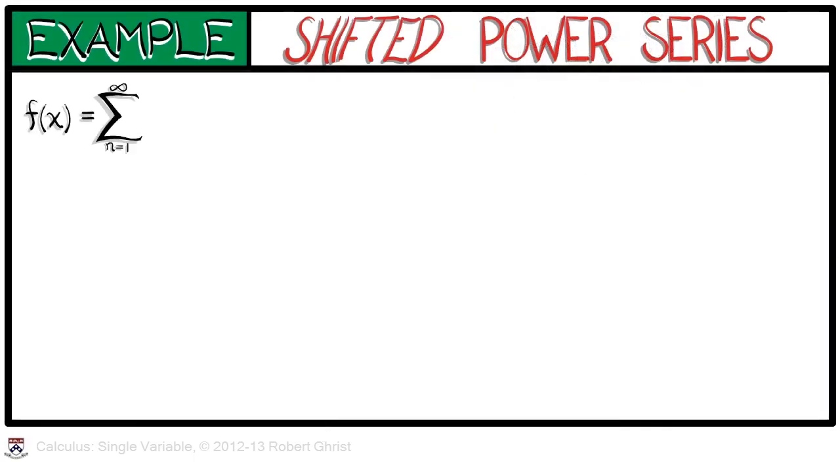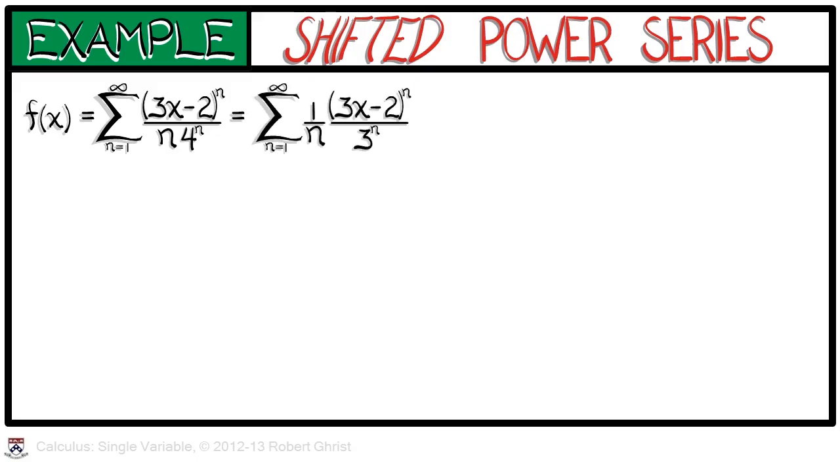For an example of a shifted power series, consider the sum of (3x minus 2) to the n over n times 4 to the n. Now, this is not in the form of x minus c to the n, so we're going to have to do a little bit of algebra to get it into that form. But I claim that by factoring out a 3/4 to the n and absorbing that 3 to the n term from the denominator into the numerator, we get the equivalent sum of 1 over n times 3/4 to the n times (x minus 2/3) to the n. That means that this shifted power series is centered at x equals 2/3.